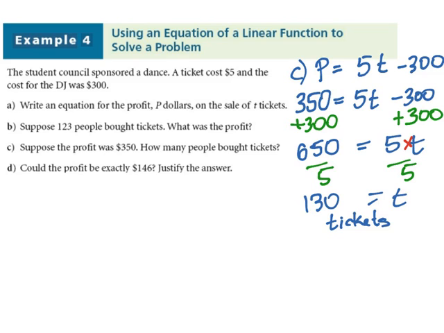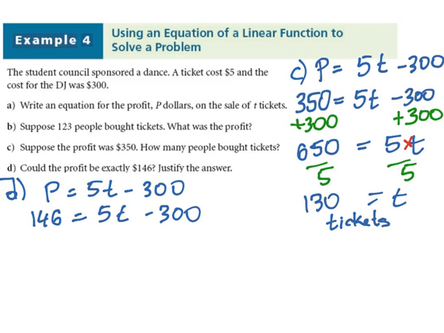And the last question, could the profit be exactly 146? Justify your answer. So let's plug that into our original profit equation. Profit is 5T minus 300, and let's plug that in. 146 is equal to 5T minus 300. And then, like we did in the C question, we add 300 to both sides. 300 plus 146 is 446. That's equal to 5T because negative 300 plus 300 is 0.